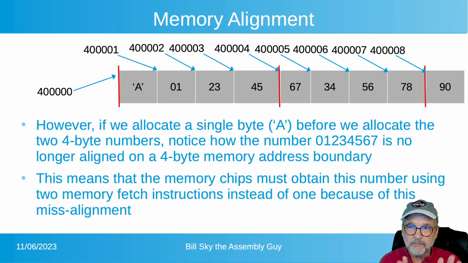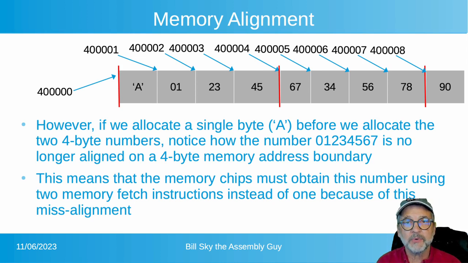However, what if I put that letter A in my data section, and then I put my 2 double word numbers? So I have the letter A and then 0, 1, 2, 3, 4, 5, 6, 7, and then 3, 4, 5, 6, 7, 8, 9, 0. Are you noticing a shift? There's a shift to the right by 1 byte. So 0, 1, 2, 3, 4, 5, 6, 7 is no longer aligned on a 4-byte boundary.